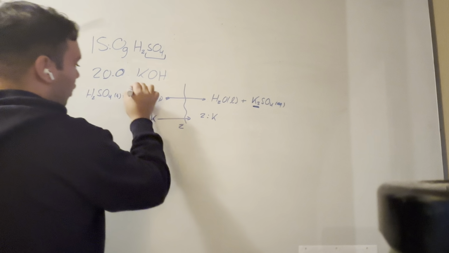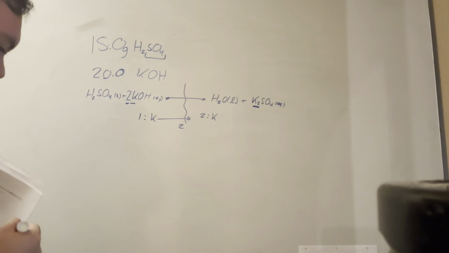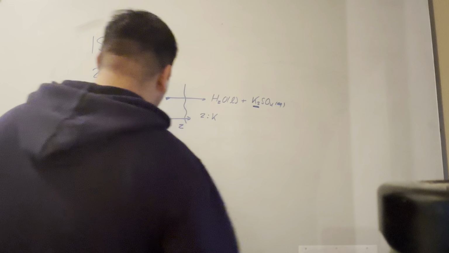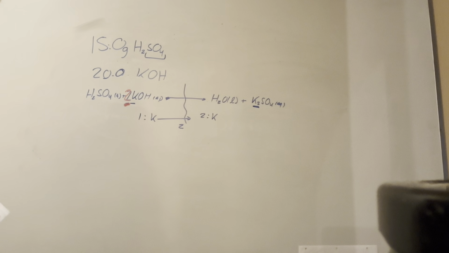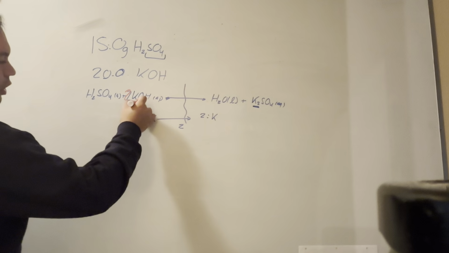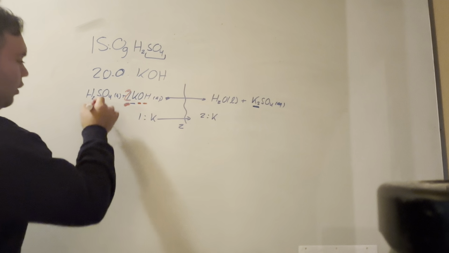Multiply this by 2. So this has to have a 2 in front of it now. Okay, but that also means that we're going to have to increase the amount of O and H in the whole system. So sulfuric acid, let's go with that first.